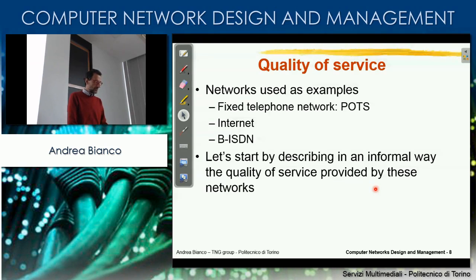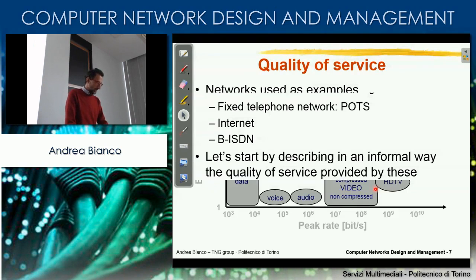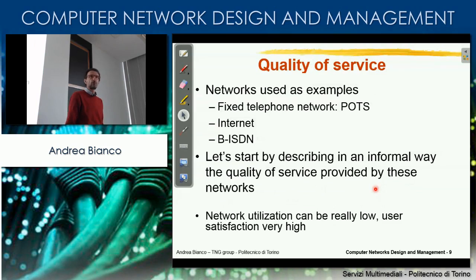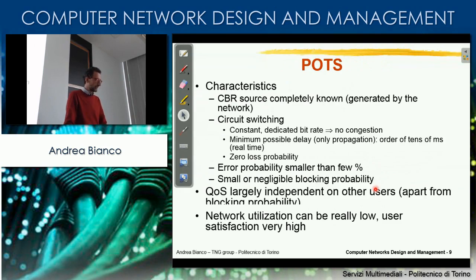Let's start to summarize it again. So let's start with the plain old telephone system, the fixed telephone network. First point, characterization. Well, we know that in the telephone system we have a CBR source. The users are only able to generate CBR traffic. So we have a full characterization of when you generate the data. It's a 64 kilobit per second generation process with the data size fixed at 1 byte.